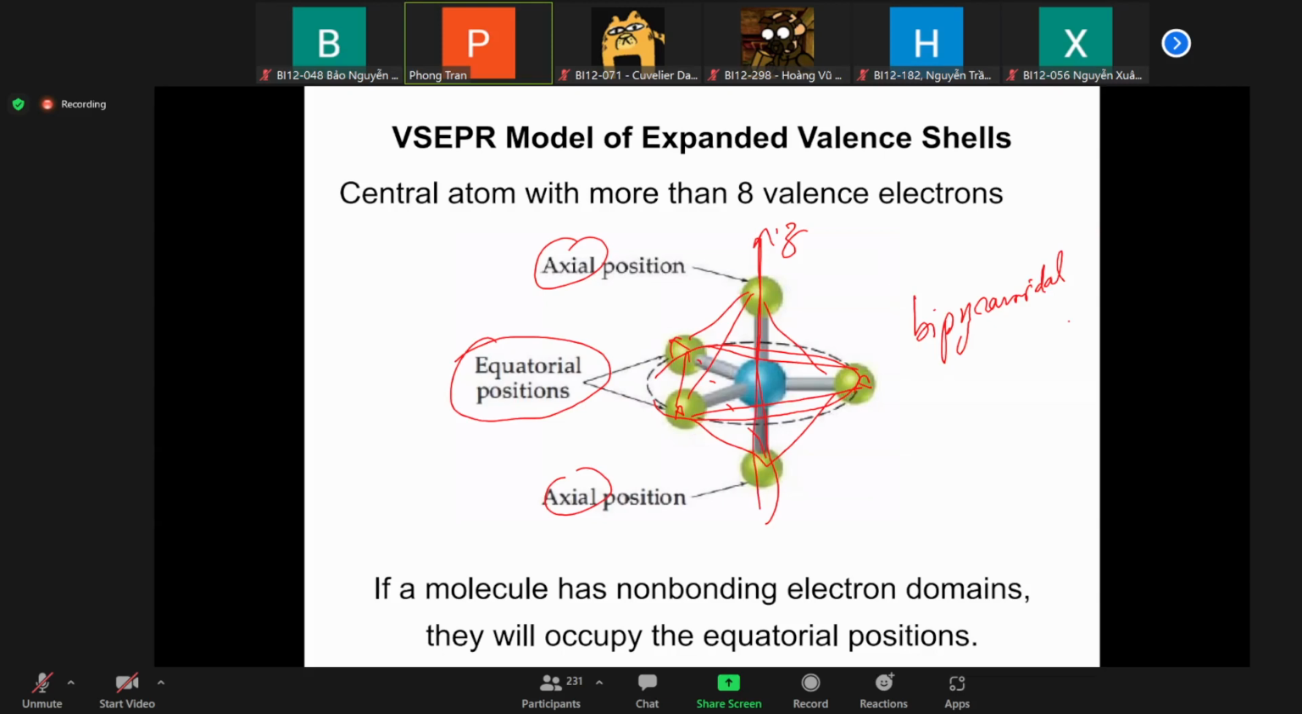So now, if a molecule has a non-bonding electron domain, it will occupy the equatorial position. That means if you have one molecule with this geometry and you have non-bonding electron domains, they will occupy this position and this position, but not the axial position. Okay.